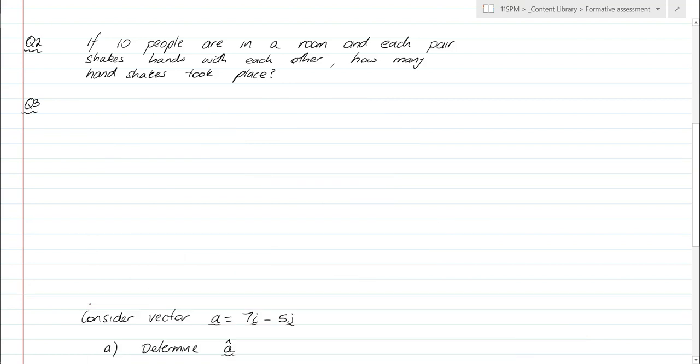So question 2, if 10 people are in a room and each pair shakes hands with each other, how many handshakes took place? This is actually a pretty common sort of problem solving question that we give to students in year 7, 8, 9, 10 to have a play around with.